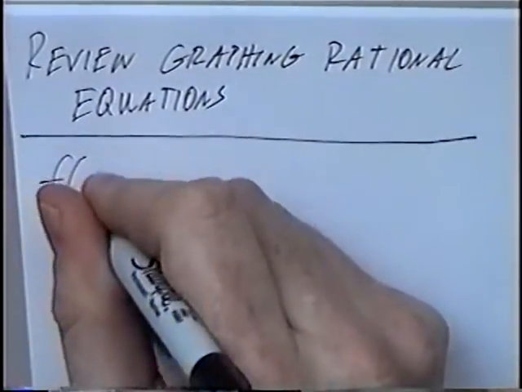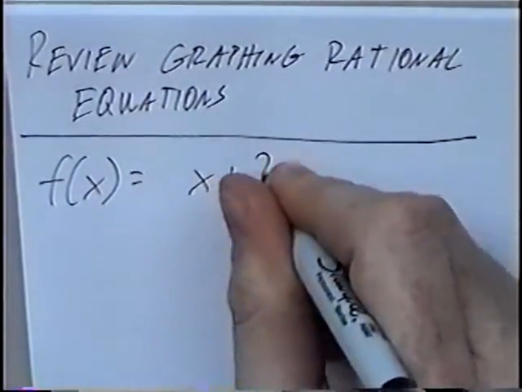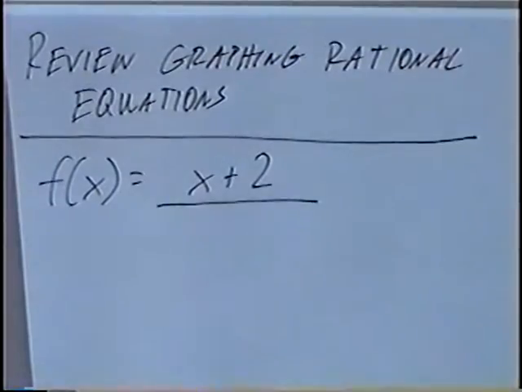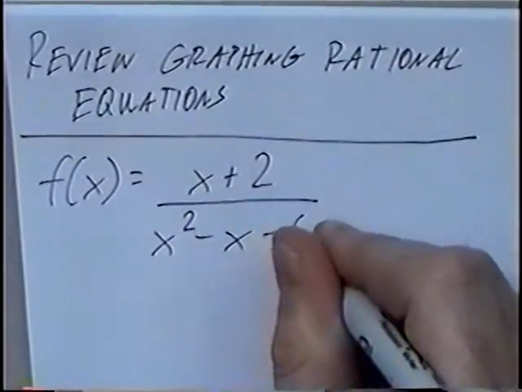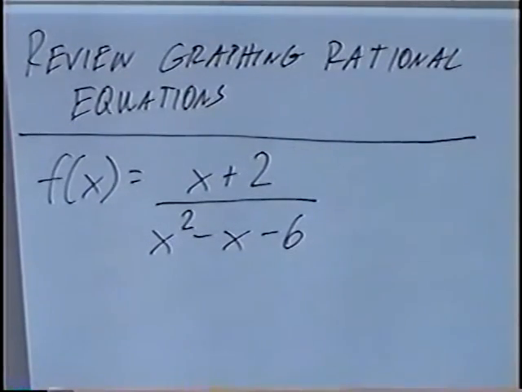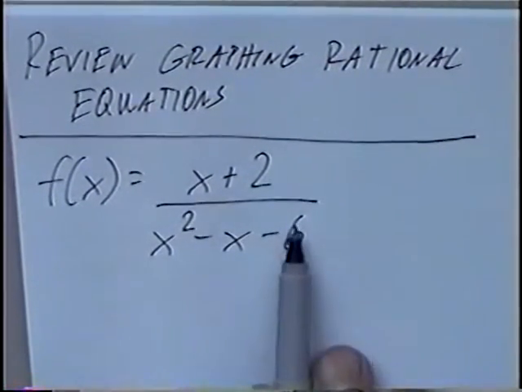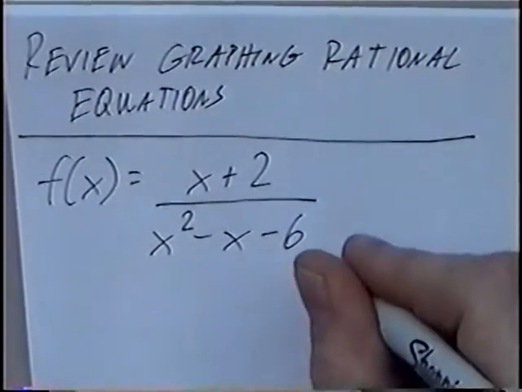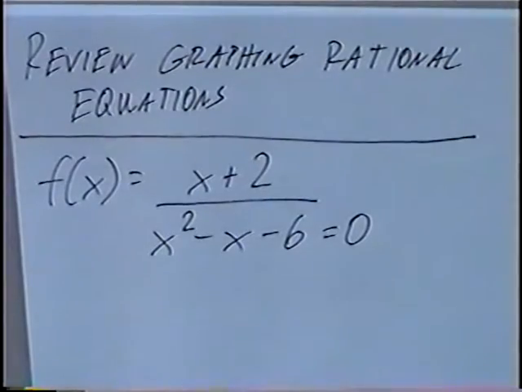First equation we'll graph: f of x equals x plus 2, all divided by x squared minus x minus 6. When first graphing, we want to find the vertical asymptotes, which again are where the denominator is equal to 0. So we can first factor and find the values where x is equal to 0.